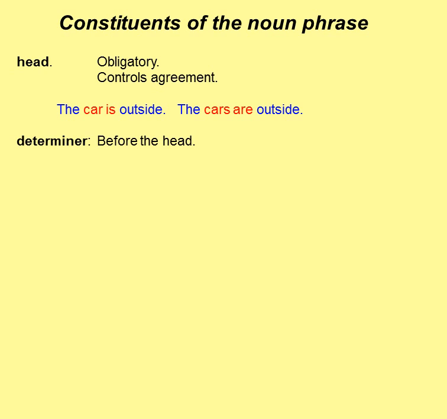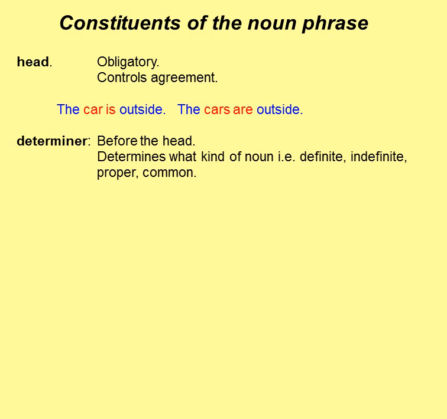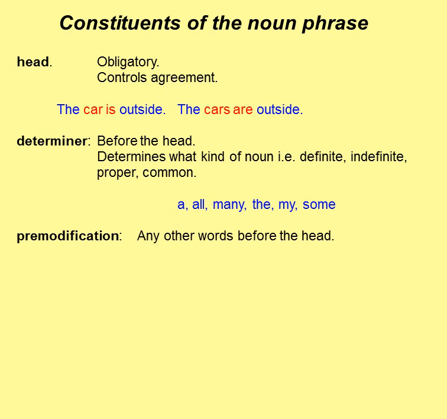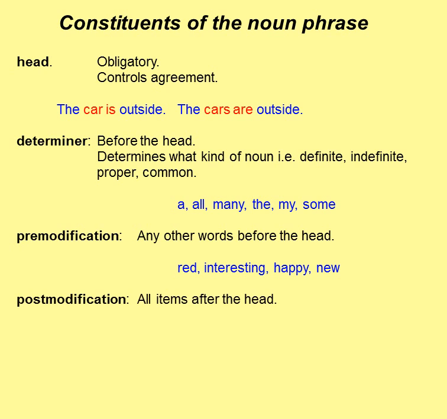We can have a determiner that comes before the head, and that tells us a bit more about the kind of noun that it is, and examples are a, all, many, the, my, some. We can have a pre-modifier, so that's any other words apart from the determiner that come before the head, and they're often adjectives. And finally we can have a post-modifier, and that's anything that comes after the head, so it can be a single word or it can be a phrase.